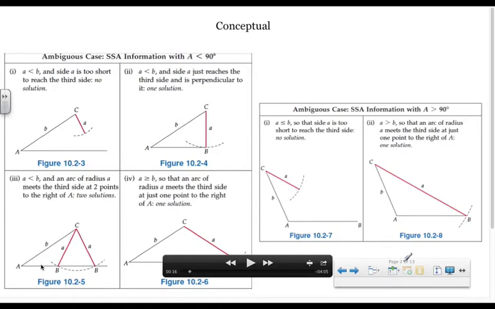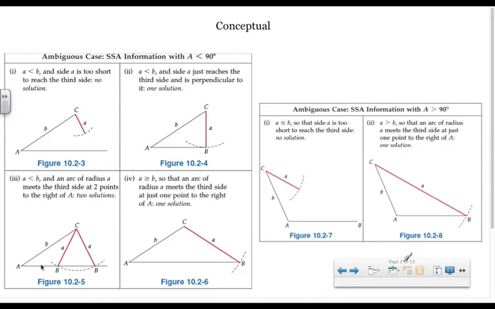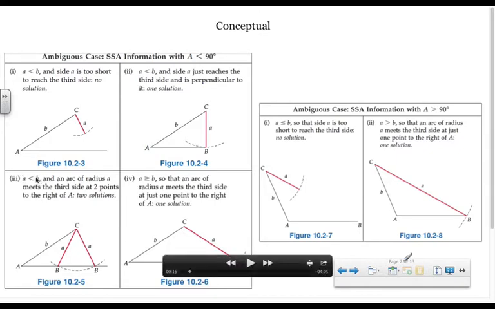Okay, so if little a is less than b, we have 2 solutions. If little a is greater than or equal to b, we have 1 solution. Now, I just want you to notice that there's so many. There's 1, 2, 3, 4, 5, 6 possibilities with side-side angle.